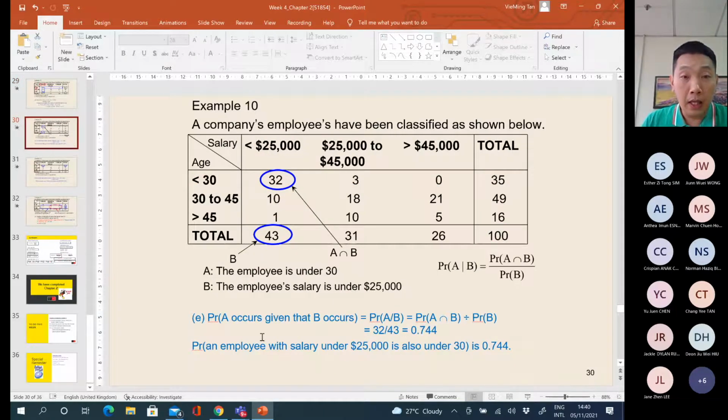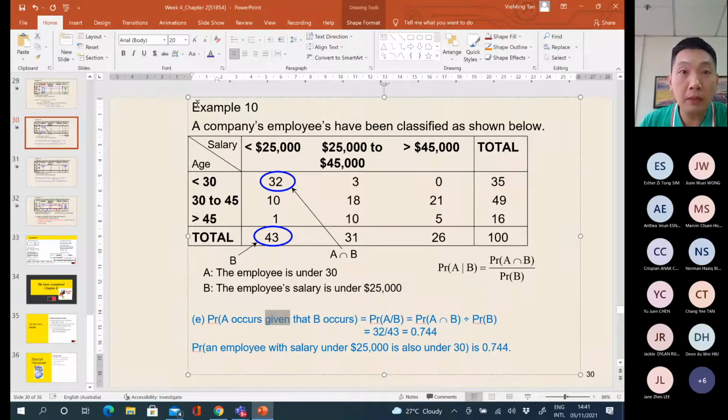Next is A occurs given that B occurs. What is the meaning? You have to know the meaning so that you can change this sentence into a mathematical equation. The keyword is given. Given means this is a conditional probability, and you may find that B appears after the word given. So that means B you have to put at the back, given that B already happened. So you're asked to calculate probability A given B. This is the meaning of the sentence.